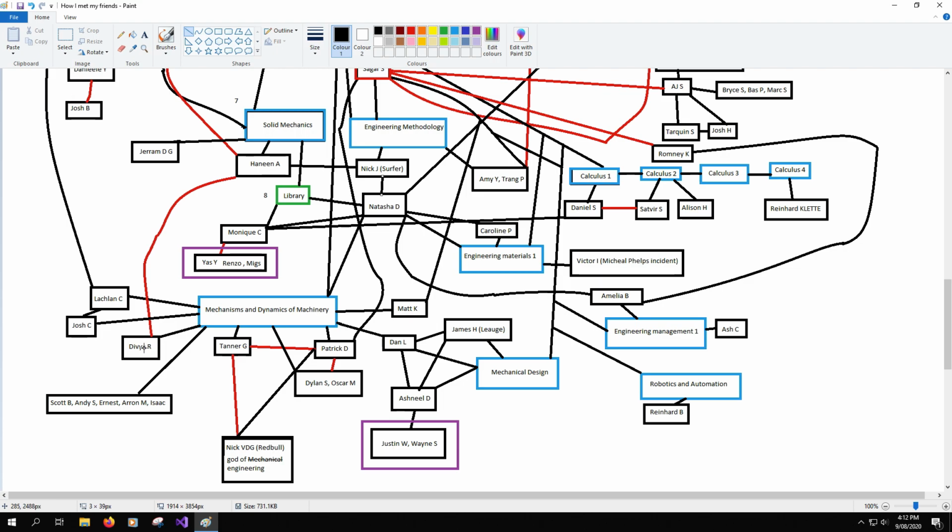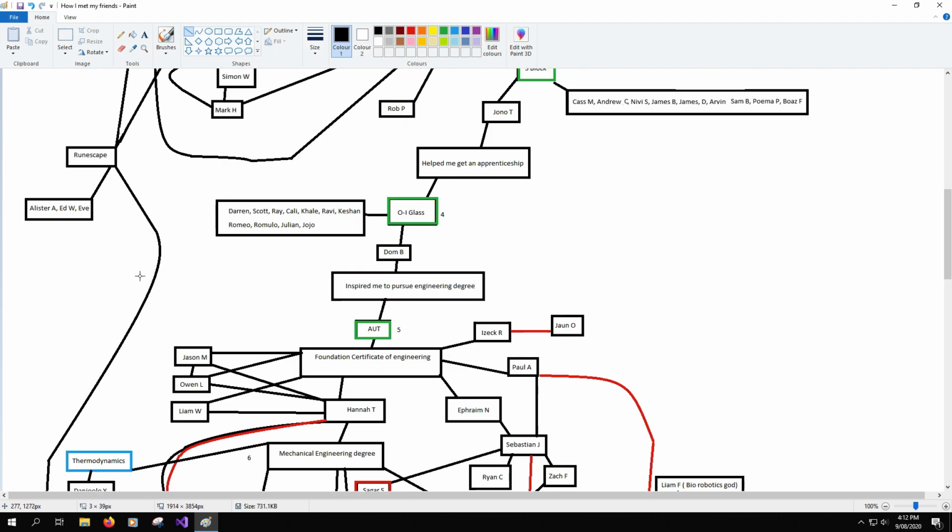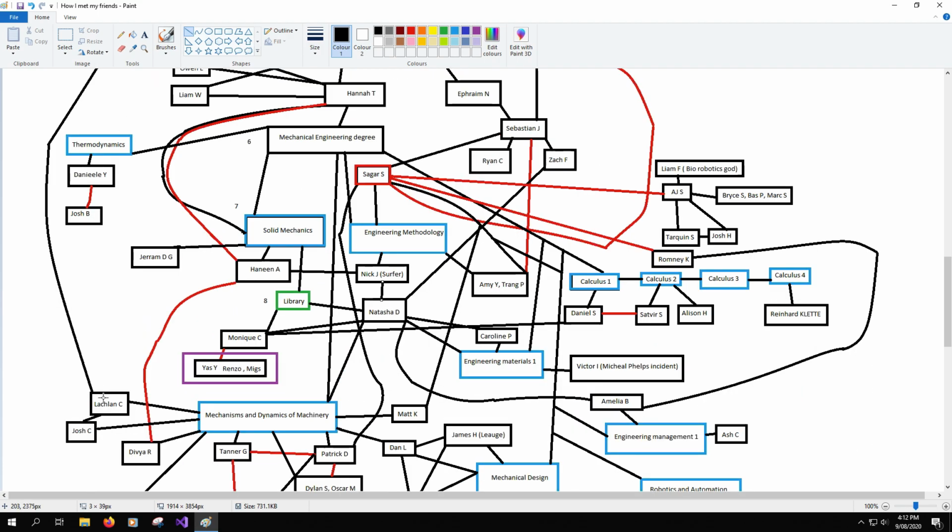I met Divya R through Haneen. Yep. And then I met Josh C and Lachlan C second time around as well. Lachlan has a connection to RuneScape, but he plays a different version to mine, but I'm not sure why I put that there. Okay. Did I miss anyone? Okay, right.